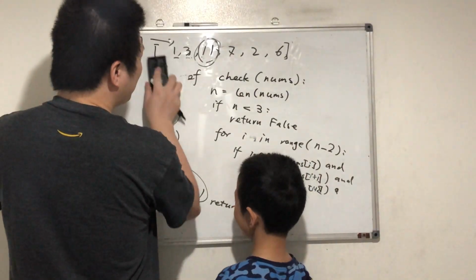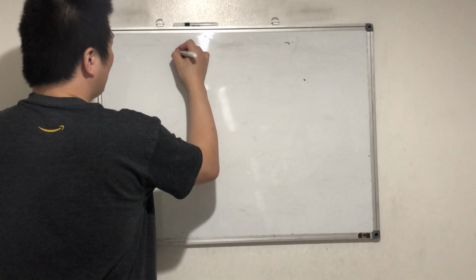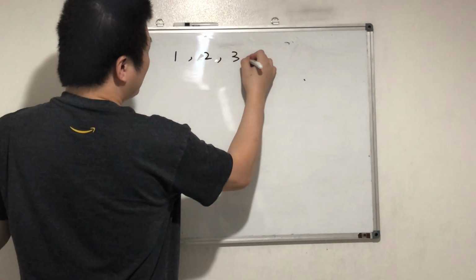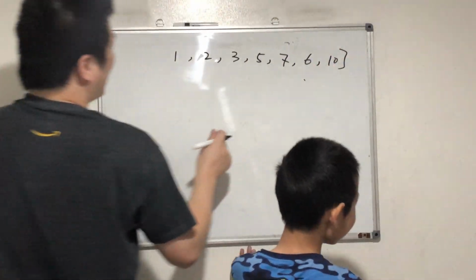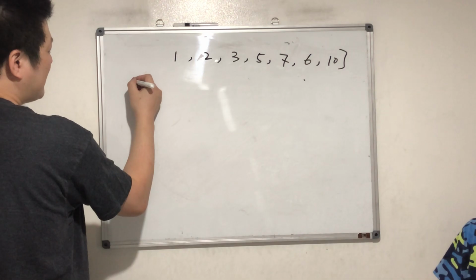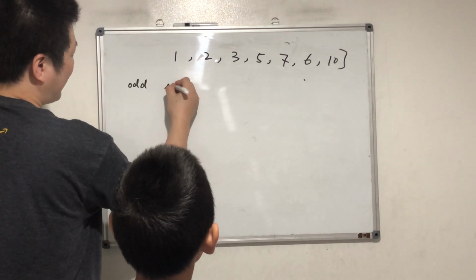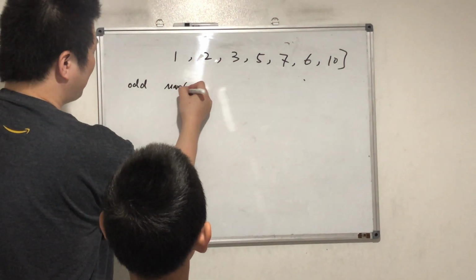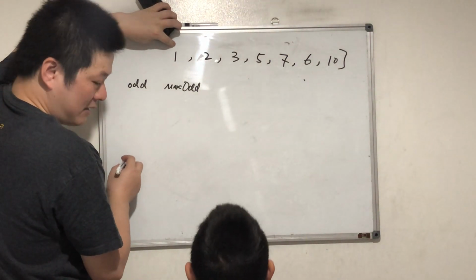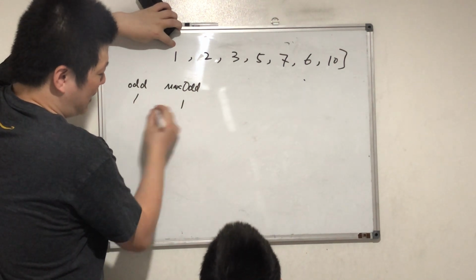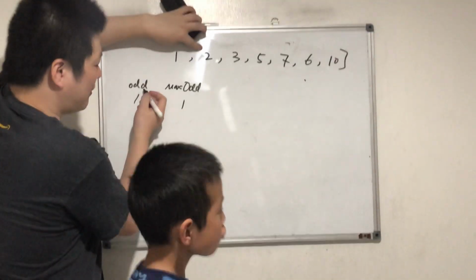Not quite. Okay, I'll show you. Let me write the example: 1, 2, 3, 5, 7, 6, 10. We have this counter called odd number, and then we have this max odd, the max odd so far. Is it an odd number? Yeah, 1, and the max odd is 1, updated to the max. Is it odd? No. Then reset the odd to 0.